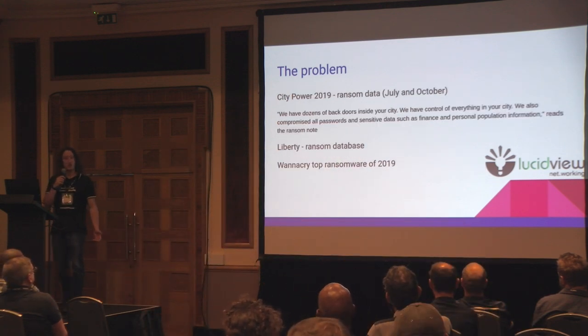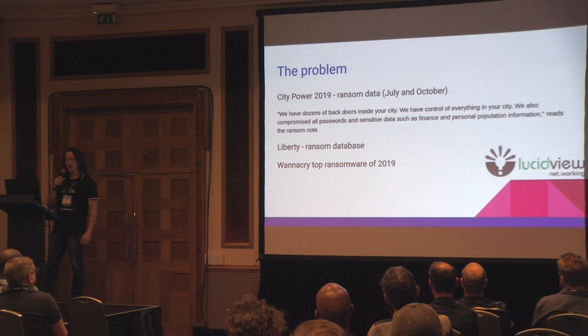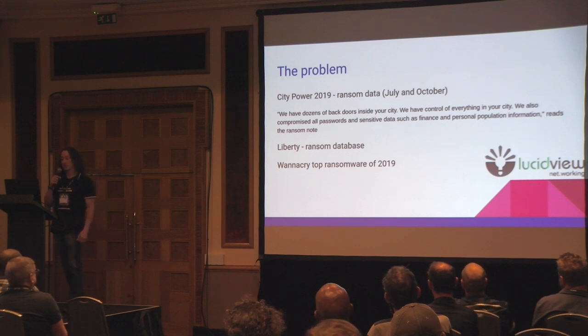And obviously, we have some recent examples in South Africa. City Power, 2019, they received the following ransom note. This is in October when they got hit the second time last year. We have dozens of backdoors inside your city. We have control of everything in your city. We also compromised all passwords and sensitive data, such as finance and personal population information. That's what the ransom note said. Give us many bitcoins and the problem will go away.